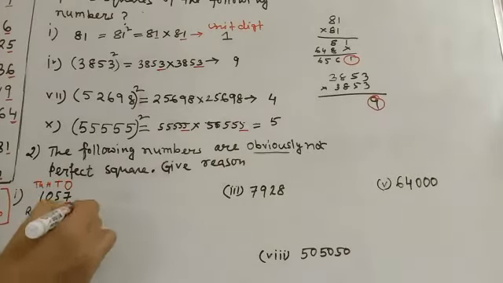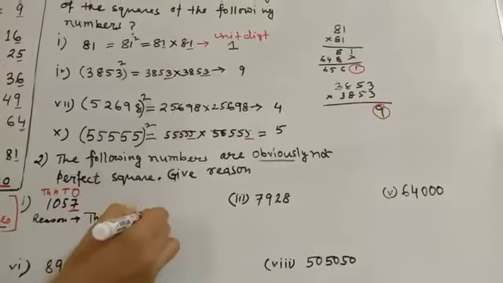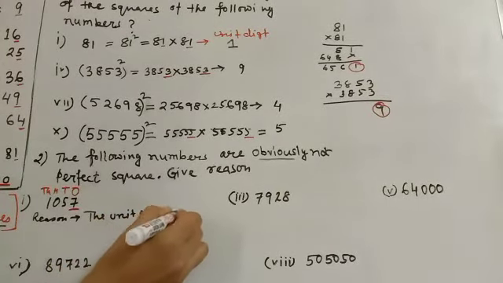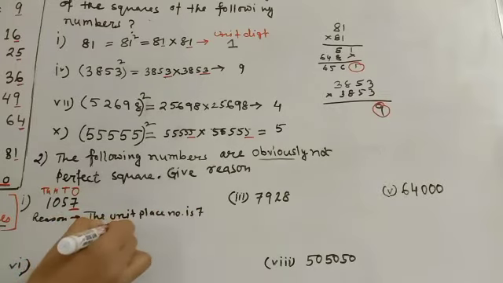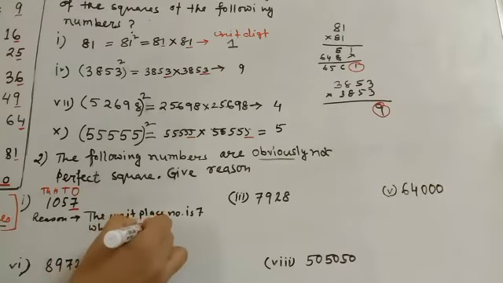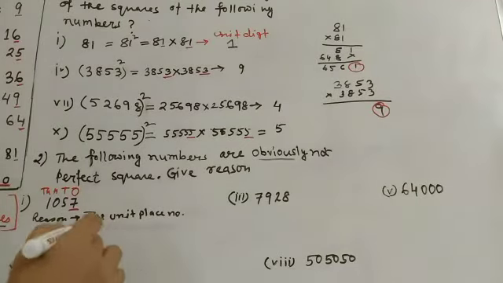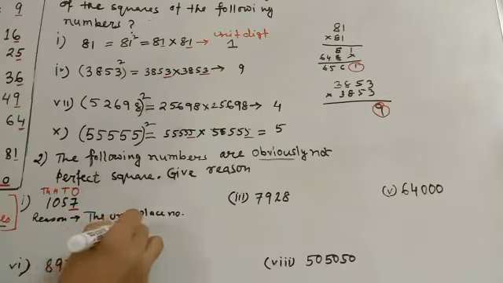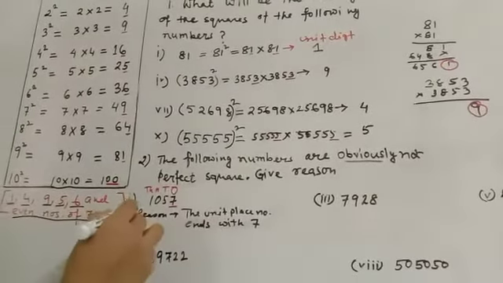So as we have to write here, the reason is: the unit place number is 7, which is not possible for a perfect square. Better you write it this way: the unit place number ends with 7, and you know that 7 is not there. So in this way you can continue all the answers.